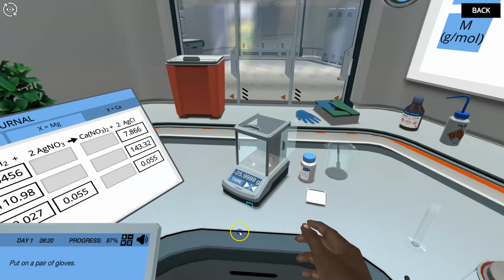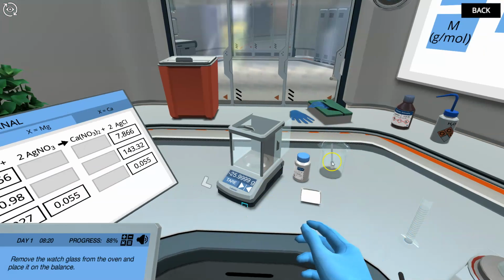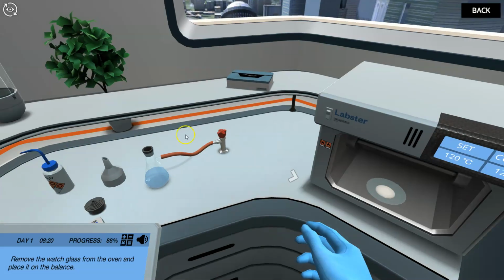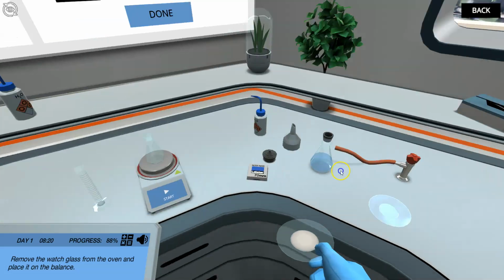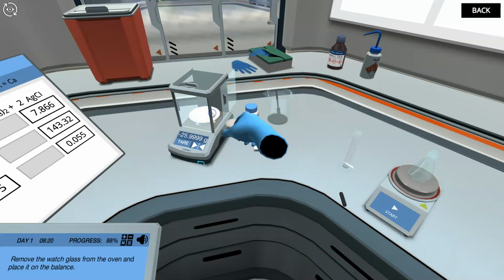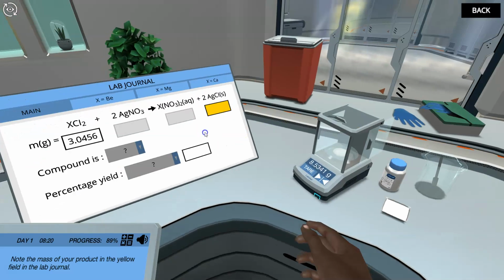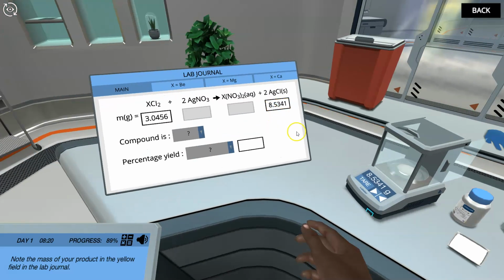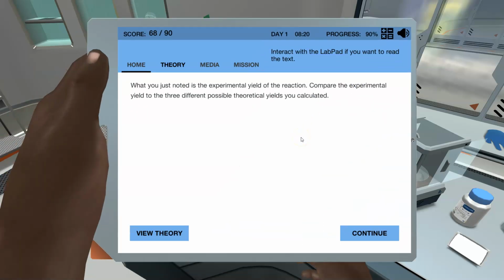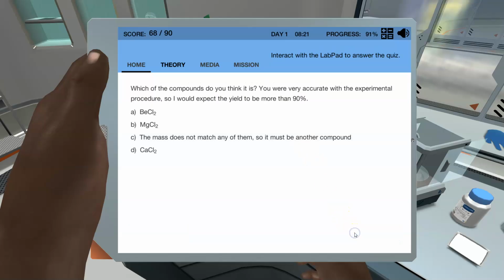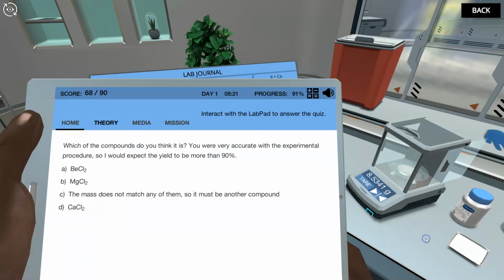Put on a pair of gloves. Remove the watch glass from the oven and place it on the balance. Dispose of your gloves. Note the mass of your product in the yellow field in the lab journal. What you just noted is the experimental yield of the reaction. Compare the experimental yield to the 3 different possible theoretical yields you calculated. Which of the compounds do you think it is? You were very accurate with the experimental procedure, so I would expect the yield to be more than 90%.